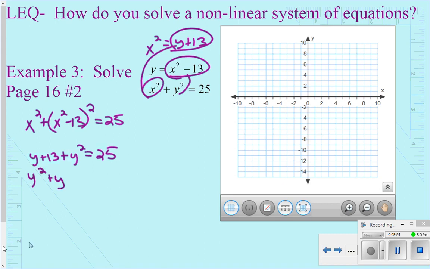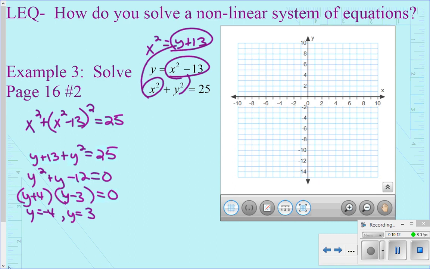So if I subtract 25 from 13, I get negative 12. And if I factor, it looks like plus 4 and minus 3, which gives us y equals -4 and y equals +3. So those are my y values.